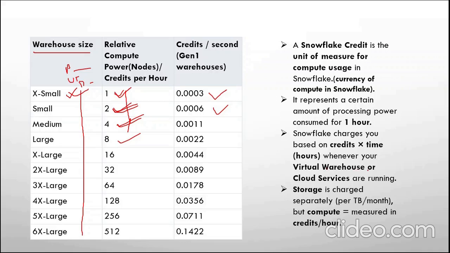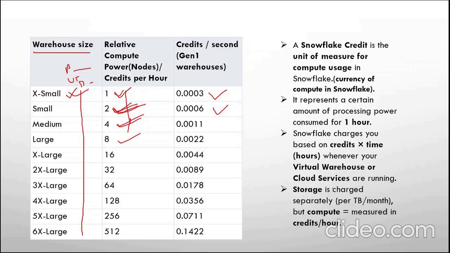Whenever your virtual warehouses or cloud services are running, for example, you can take 2 hours. Here per hour they are taking 2, right? So 2 into 2, 4 credits, like that they are charged. Storage is charged separately, but compute is measured in credits per hour. This is only compute charges. For the storage, there is a separate cost.